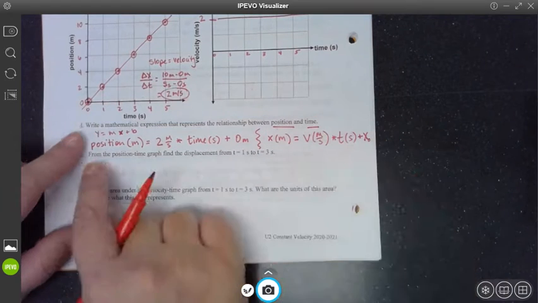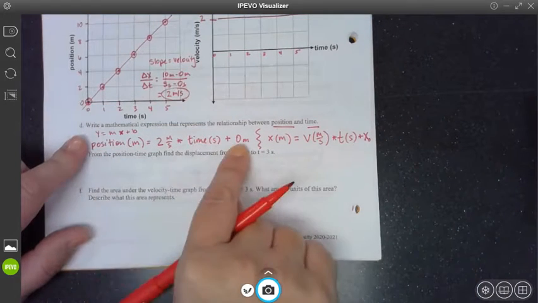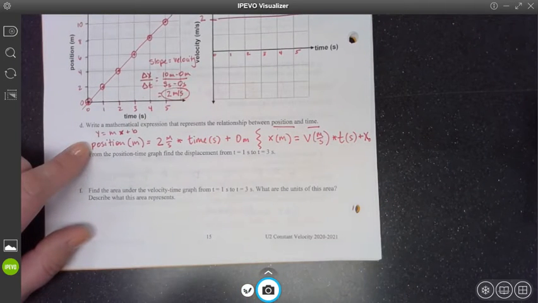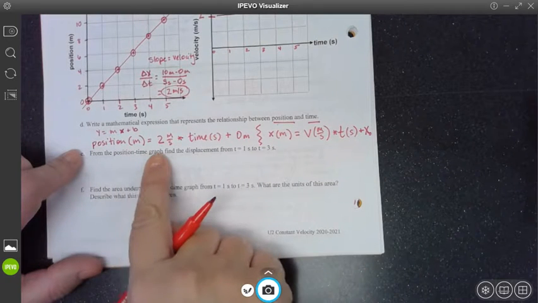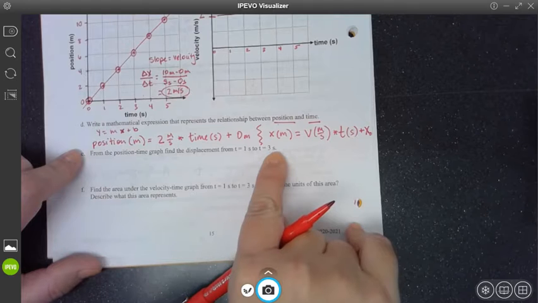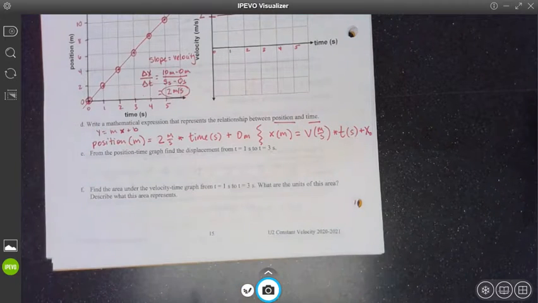The way the question is written, it's asking for this one on the left. But this is a more general form that may help you solve problems. It says from the position versus time graph, find the displacement from time equals 1 to time equals 3. So if we're going to just look at a specific interval, we want to know what's happening between those 2 points.